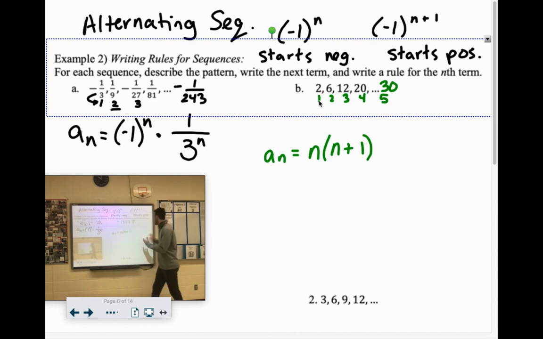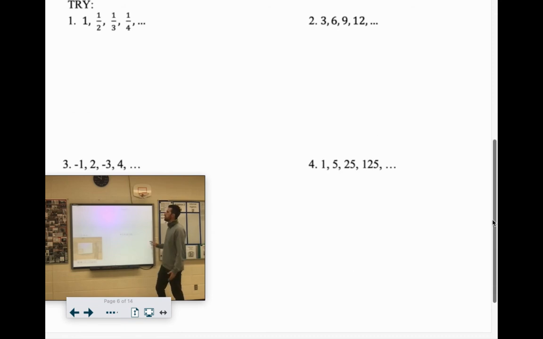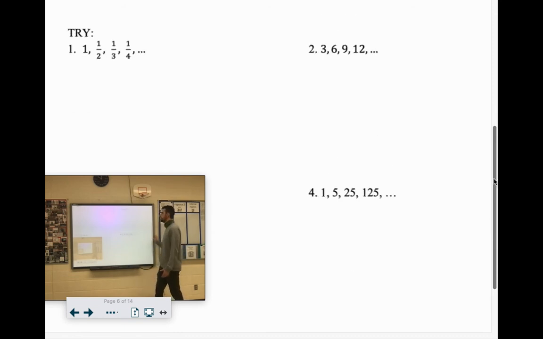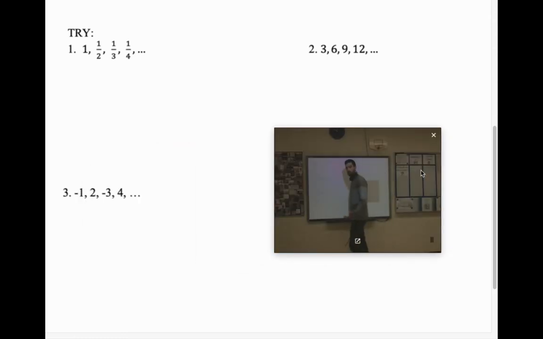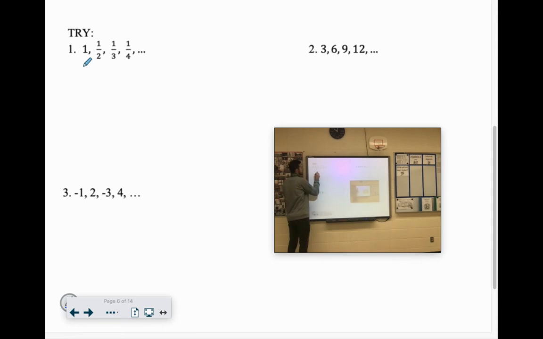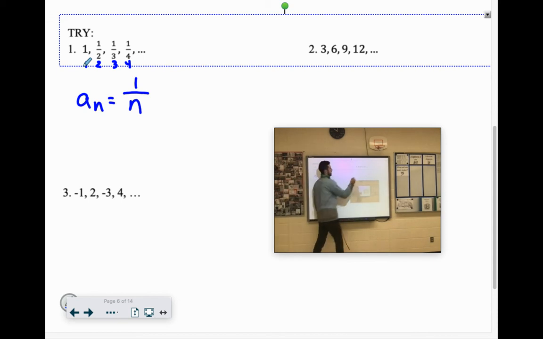So I have 4 for you to try here. So try to get the formulas for these, and I will write kind of what we got going here. And then you can check. Okay, first term, second, third, fourth. Okay, a sub n equals, it's essentially 1 divided by our term number. That's it. 1, 2, 3, 4.